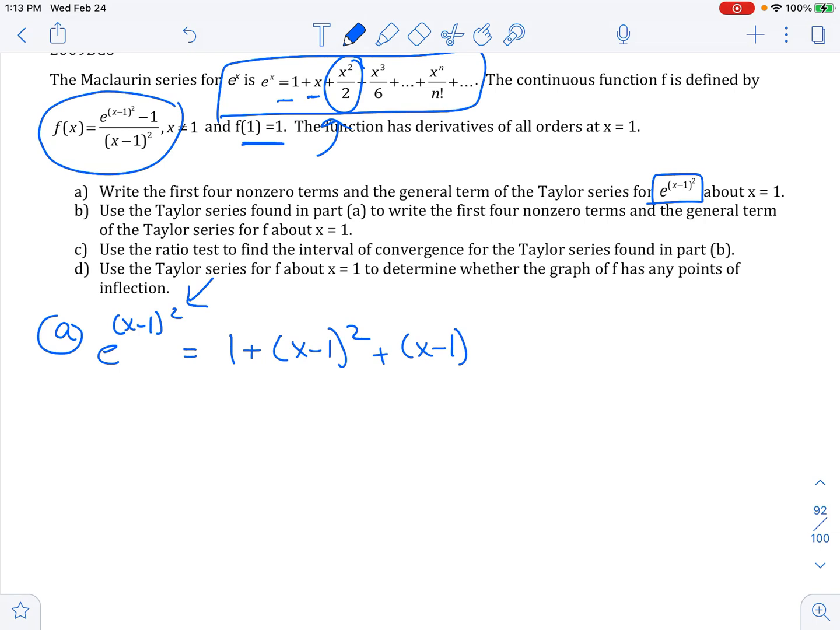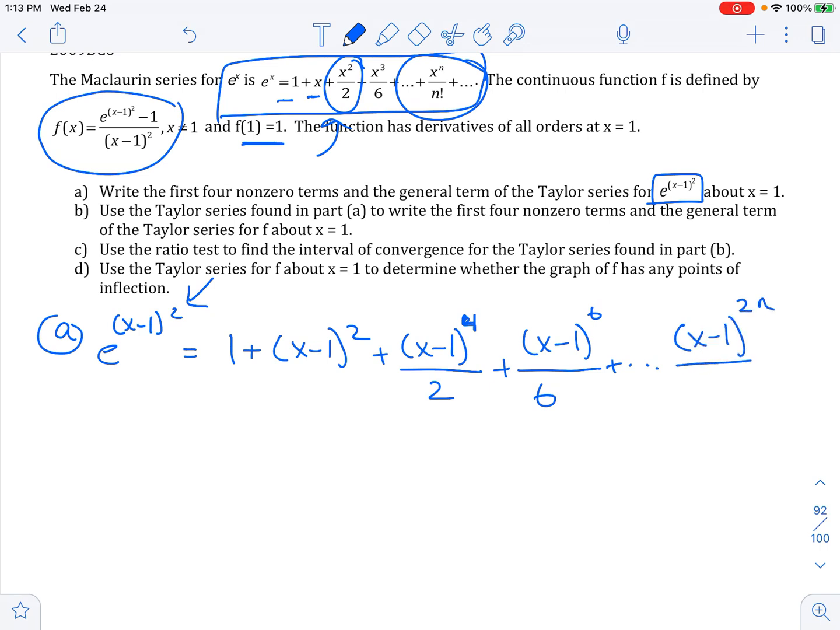Notice if I plug in x minus 1 squared in there, squared times another squared really gives me to the fourth. I'm going to just go ahead and write it like that. If you don't simplify it, it's fine. And the next one will be x minus 1 squared cubed, which really makes this a 6. Okay, there's my first four non-zero terms, and they also want the general term. So take the general term, I'm going to plug in x minus 1 squared, and then it's all to the n still. So there's my general term. So there's part A. Done.